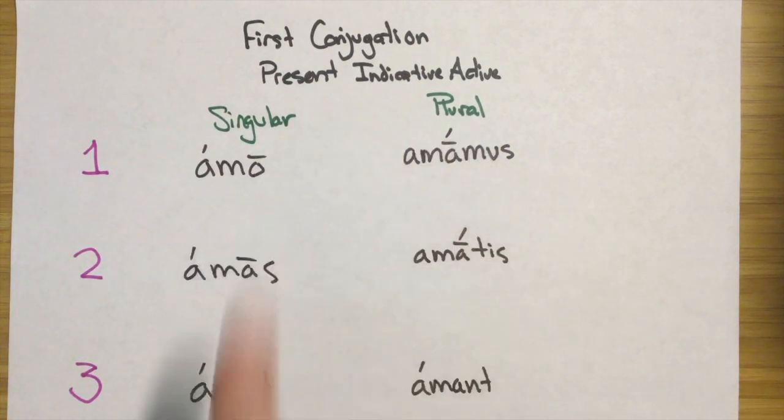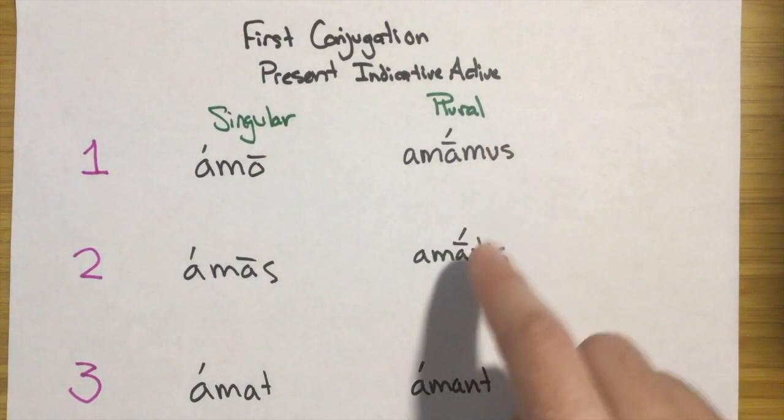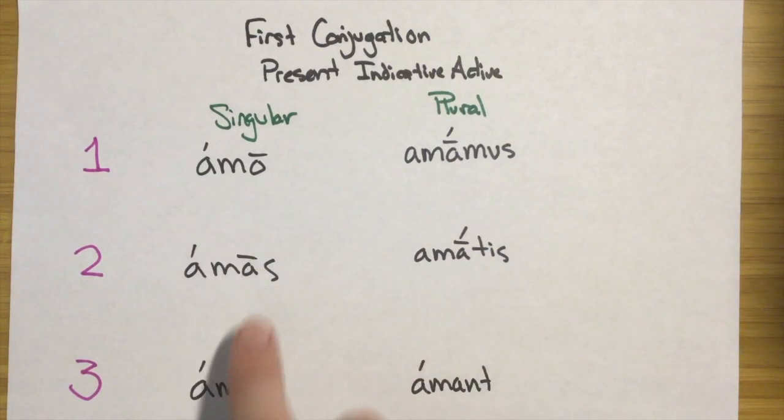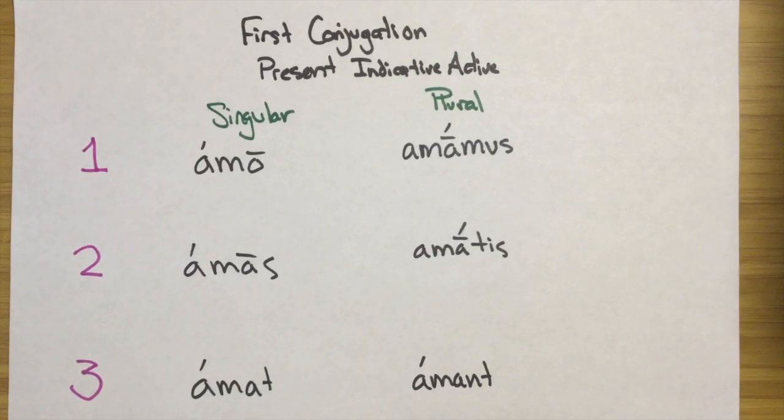So you're going to end up seeing this conjugation pattern a lot for all of the tenses. We're going to have a different pattern for other verbs. But if you memorize these endings here for the first conjugation, this o, as, at, amus, atis, ant, then you'll be able to translate any first conjugation present indicative active verb.